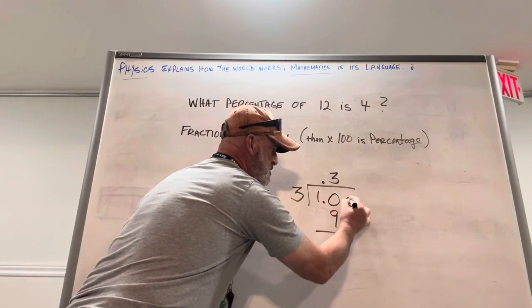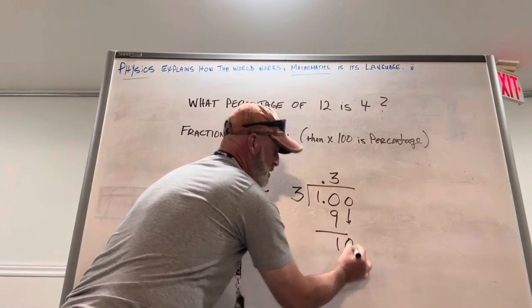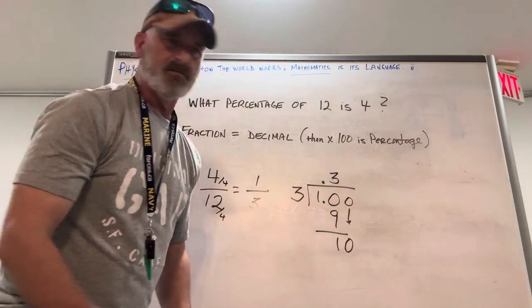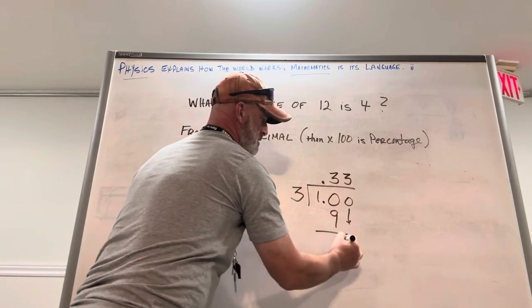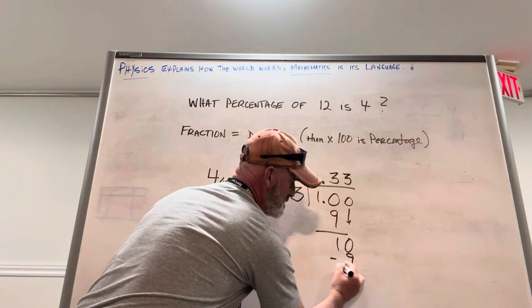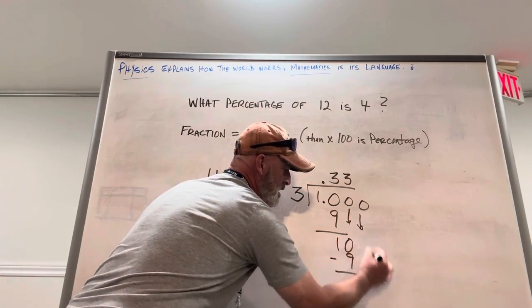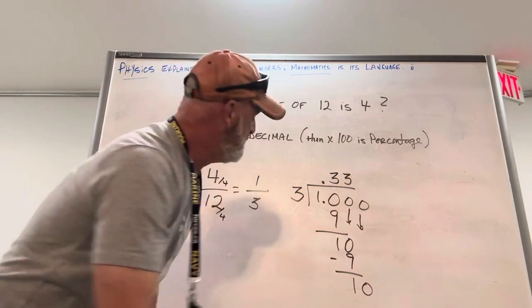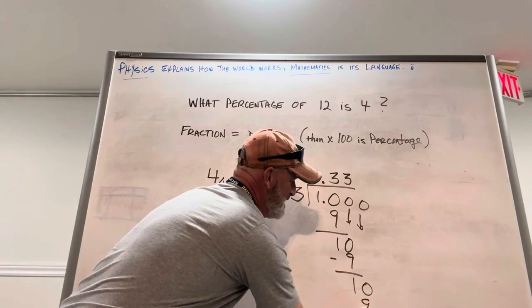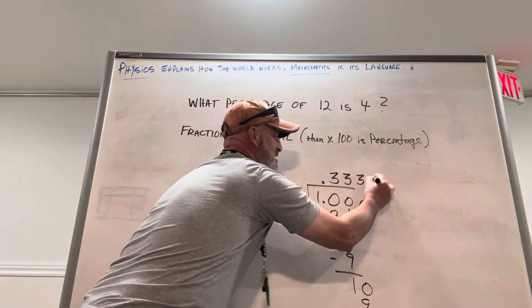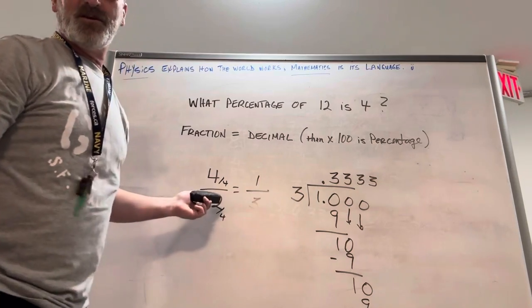And we bring down another 0. And 3 goes into that 3 times, and then that'll be a 9. And then we'll subtract it and we'll get another 1. And we'll bring down another 0. And I know that you've already noticed the pattern. 3 times 3 is 9. And it just ends up being 3 forever, which is what we already said it was.